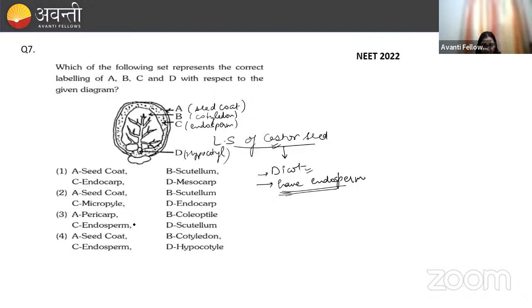So now let's match. A is seed coat, B is cotyledon, C is endosperm, and D is hypocotyl. So the correct option is option number 4. I hope it is clear to everyone. Please remember all, I'm telling again and again because these are very important. Please remember all the exceptions. Please remember all the examples, diagrams and their labelings. These are very important.